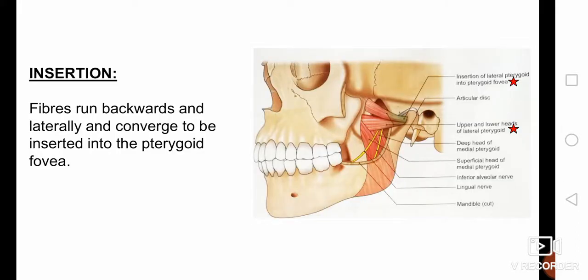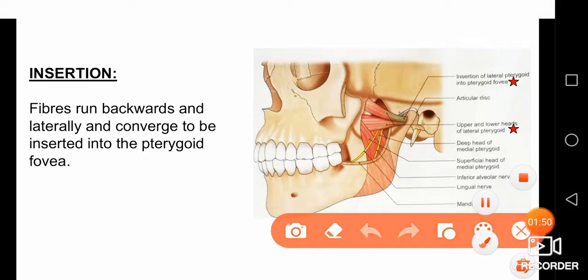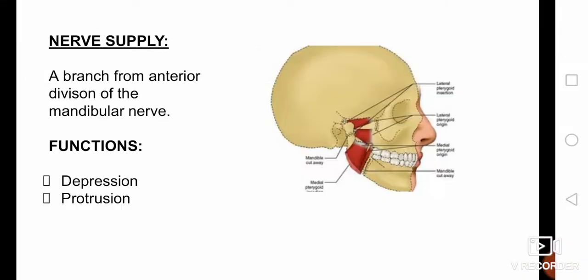Coming to the insertion, it gets inserted into the pterygoid fovea. You can see both the upper and the lower heads getting inserted into the pterygoid fovea. Coming to the nerve supply, the lateral pterygoid is also innervated by the mandibular nerve. The function is: lateral pterygoid helps in depression of the mandible.